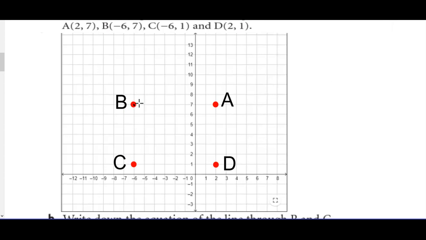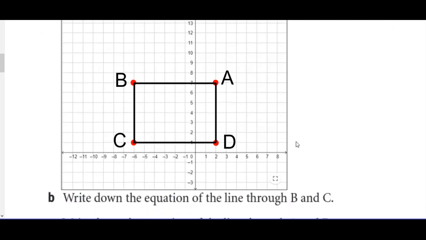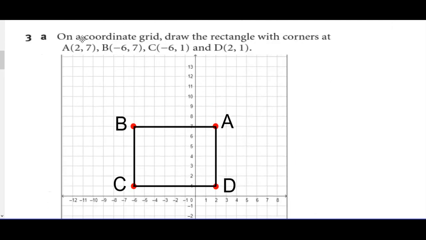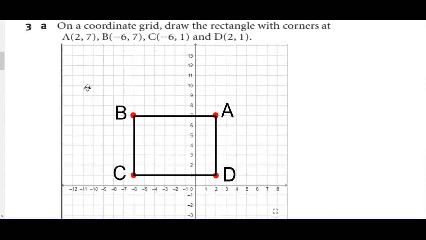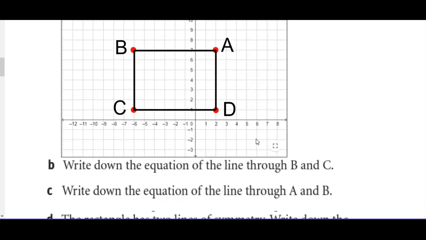So this corner will be connected to that corner, this corner will be connected to this corner over here, and lastly, this corner will be connected to that corner, and hence the shape, which looks to me like a rectangle, right? So on a coordinate grid, we have drawn the rectangle with the corners. So we are done with the rectangle. Then try to check if your answer is correct.